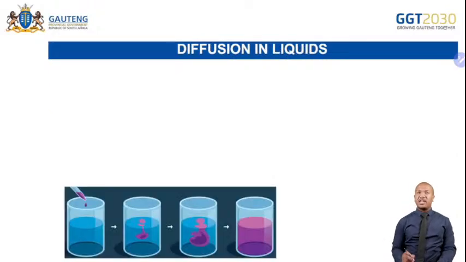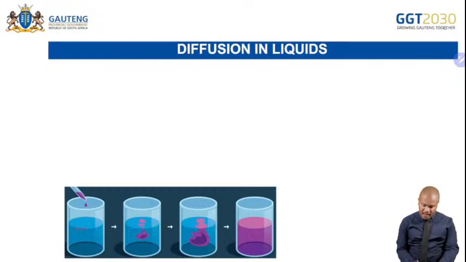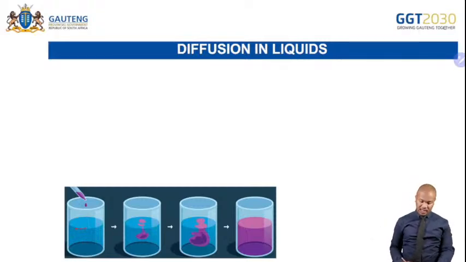Now, diffusion in liquids. Let's look at this example first, right? Can you see that there is water and there's some food coloring or a liquid being poured into the glass of water, right? Look at what happens, the next step here, right? There is some dilution of liquid happening. It becomes more here and it becomes a new color here.